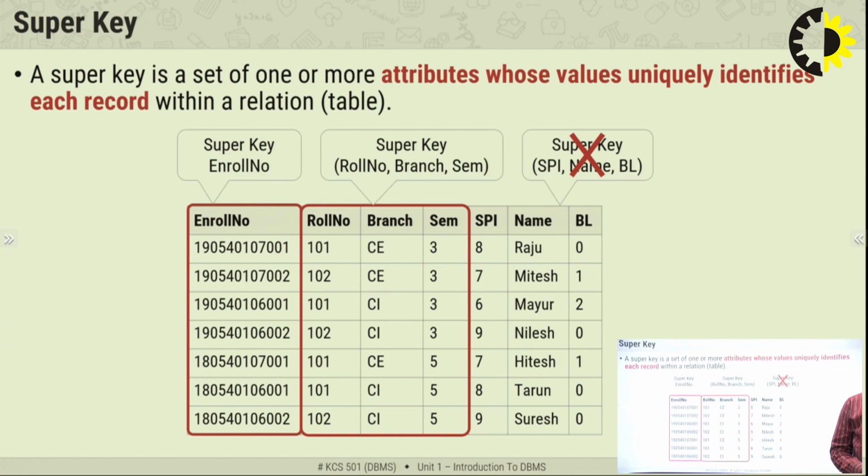Third, if we make a combination of SPI, student name and BL, it will not be a unique one, because the same student may be present. Students may have the same name as well as the same SPI and the same number of backlogs. For example, there may be two Rajus who have the same SPI and the same backlog.